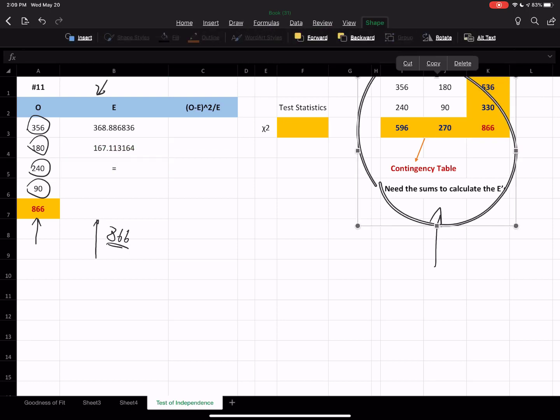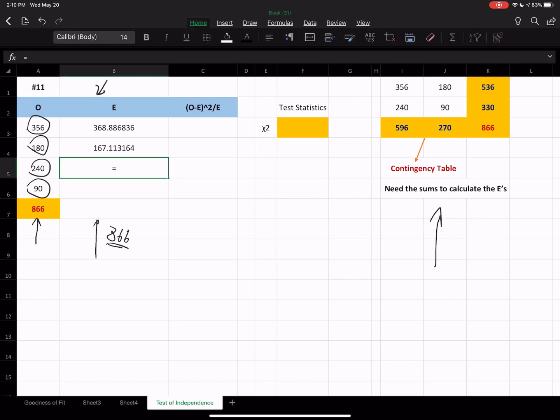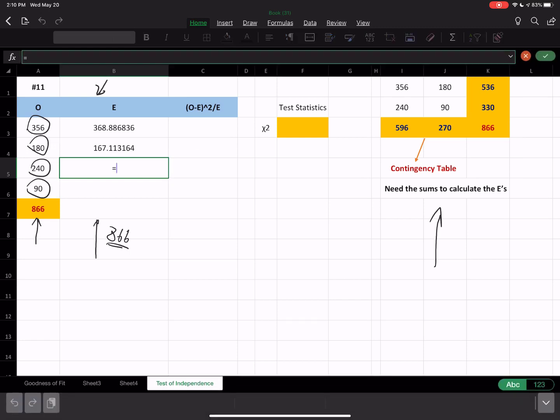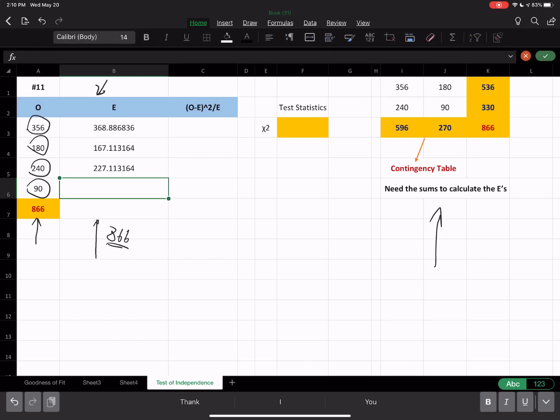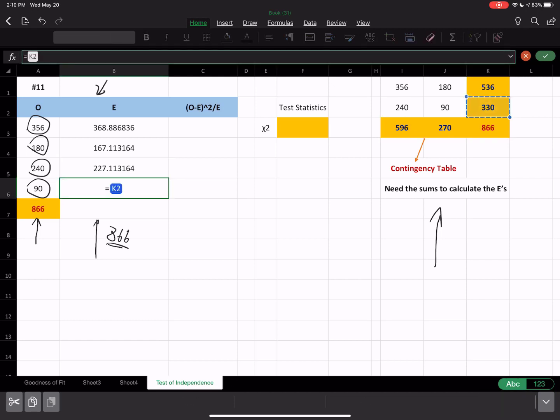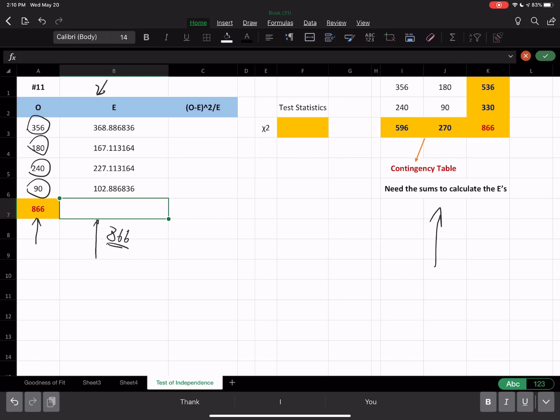Row total. Oops, I clicked on my drawing. Let's try that again. Okay, so for 240 it will be the row total times the column total, divided by the grand total. For 90, it will be the row total of 90, which is 330, multiplied by the column total of 90, which is 270, divided by the grand total, which is 866. And there are all my expected frequencies.